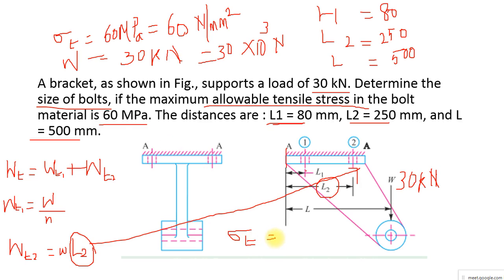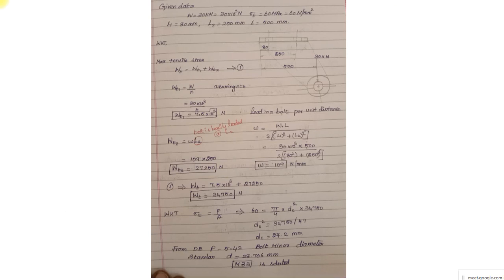So total tensile stress is equal to the total load acting divided by area. Here the area can be written as pi by 4 into dc square, which is the diameter of the bolt. Okay, coming back to the problem, I have redrawn the diagram for the purpose of understanding. It is not necessary for you to redraw the diagram, but it will be easier to understand. As I told you earlier, I need to find the maximum tensile load, which is WT1 plus WT2. I am considering that as equation number 1.